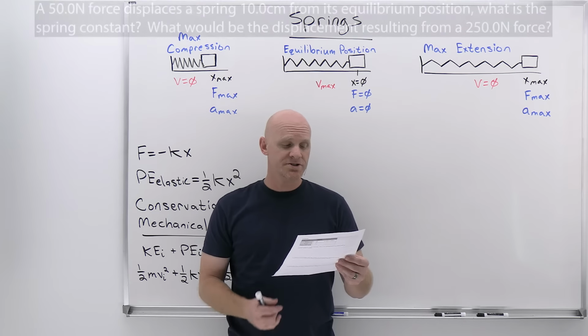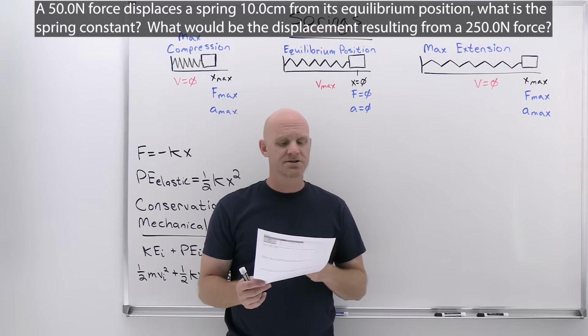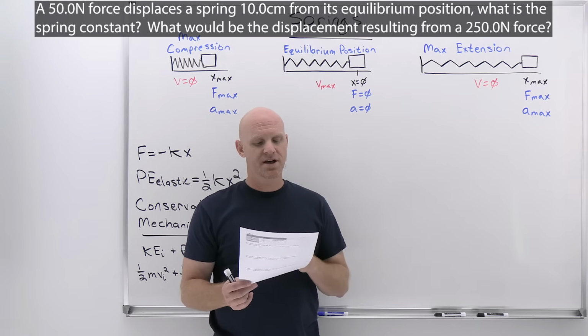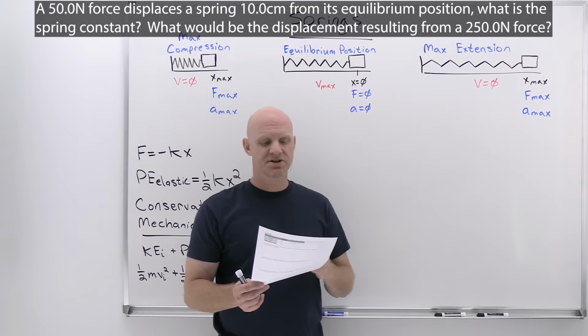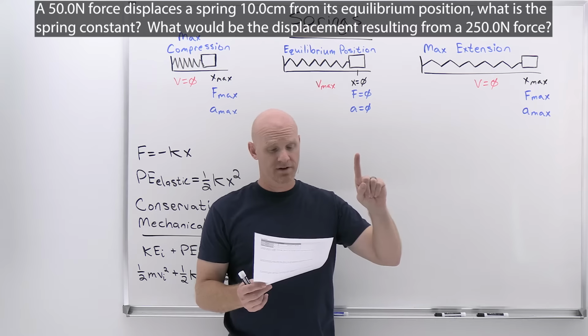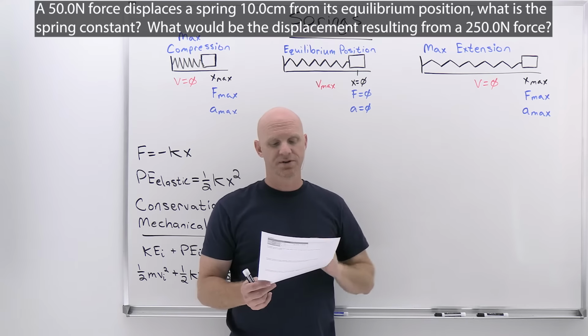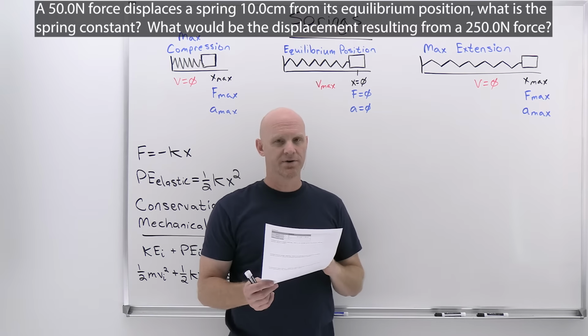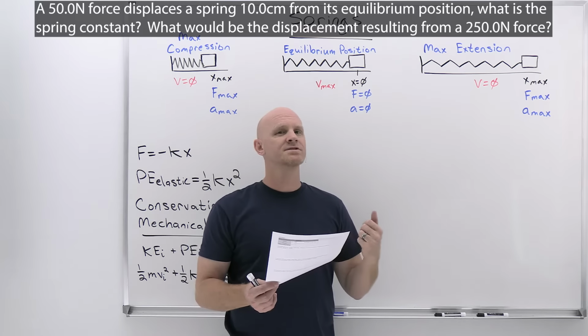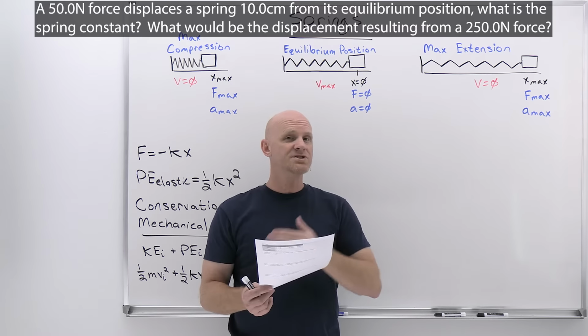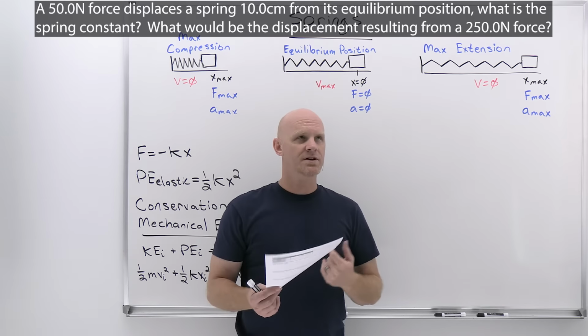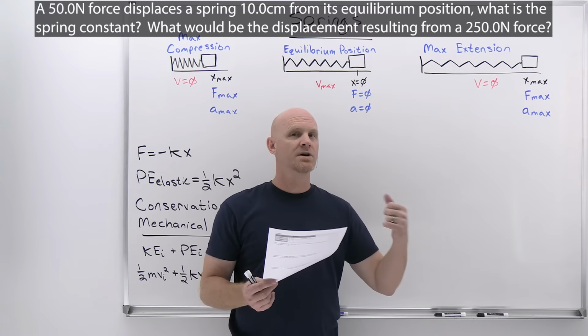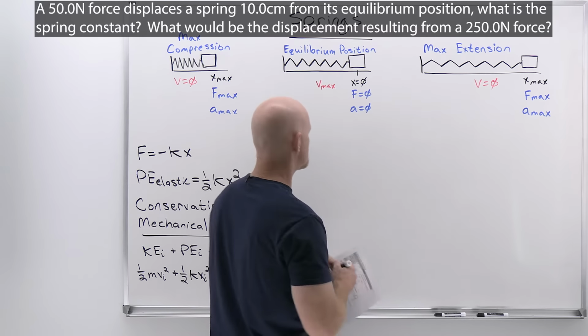All right, so first question here says a 50.0 Newton force displaces a spring 10.0 centimeters from its equilibrium position. What is the spring constant? And what would be the displacement resulting from a 250.0 Newton force? So two questions here. We want the spring constant being given the force and the displacement. And we should realize force, displacement, solve for spring constant. That's Hooke's law. Sort of anyway.